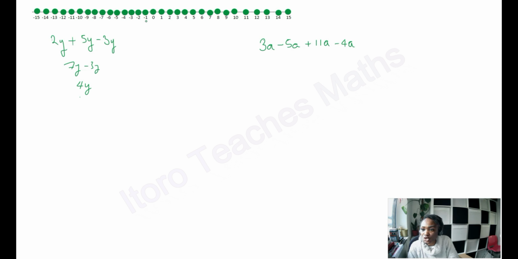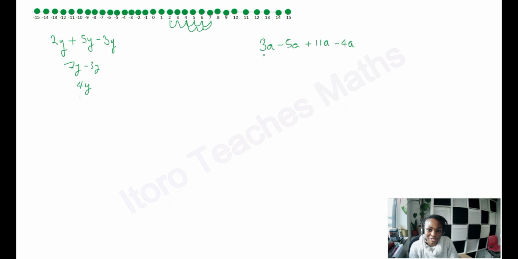So we start with 2y. So the first term is 2y. So we start at point 2 on the number line. And then we add on 5. So we go 1, 2, 3, 4, 5. And then we take away 3. So we hop 3 to the left. 1, 2, 3. And we end up at 4. So nice and simple.